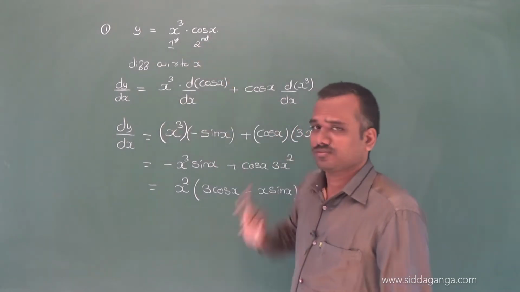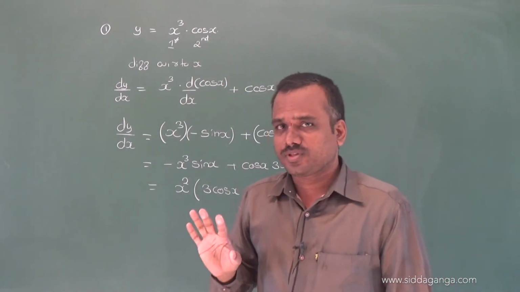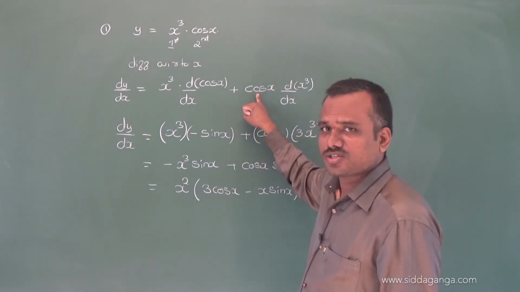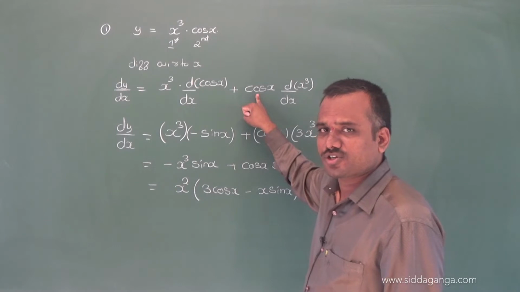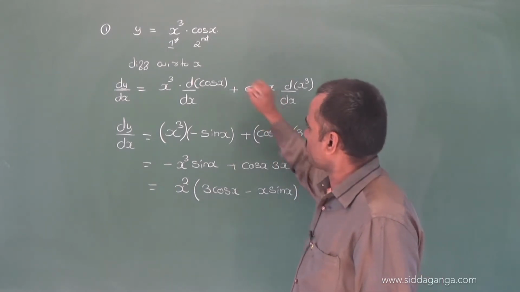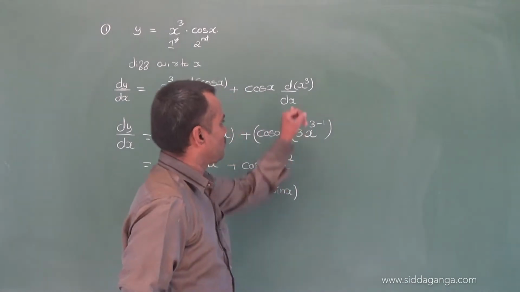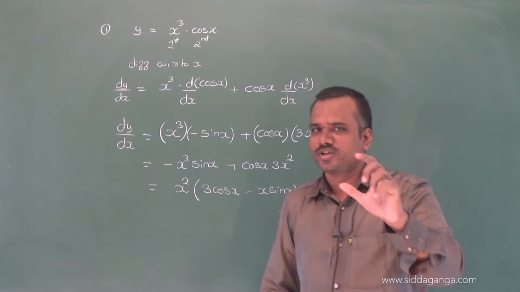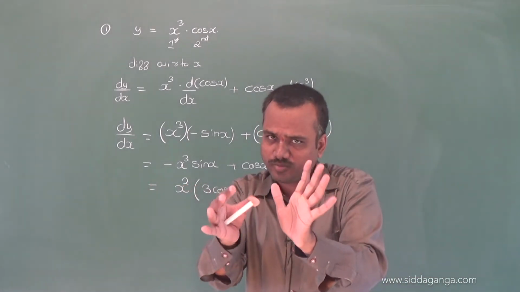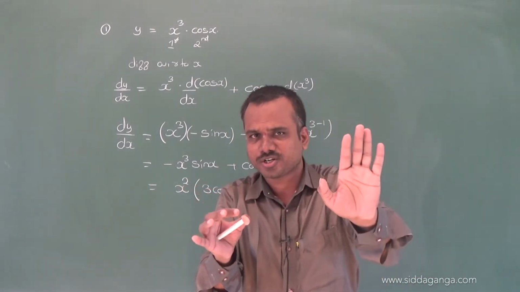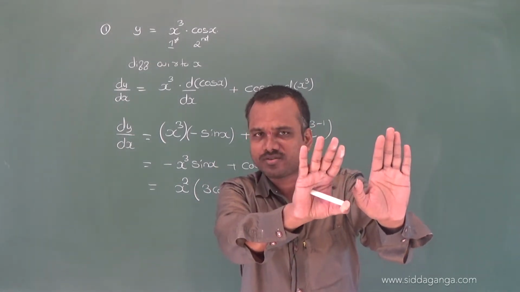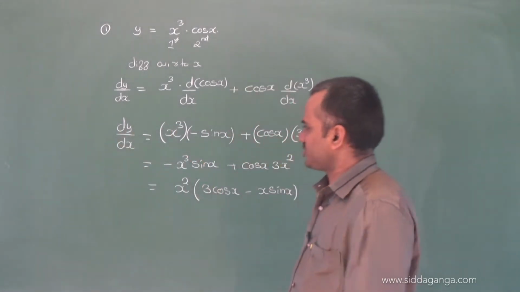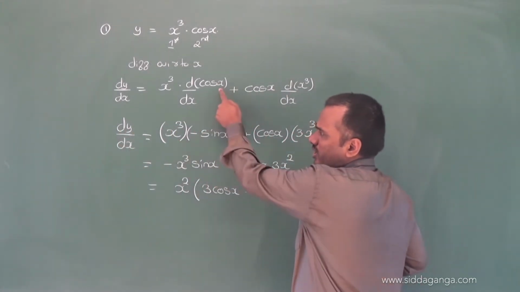Derivative of second function. The second function is cos x, plus second function cos x, write as it is. Derivative of first function, derivative of x cube. This is the product rule. This is very important. You practice like this. First function into derivative of second function plus second function into derivative of first function. X cube, derivative of cos x.